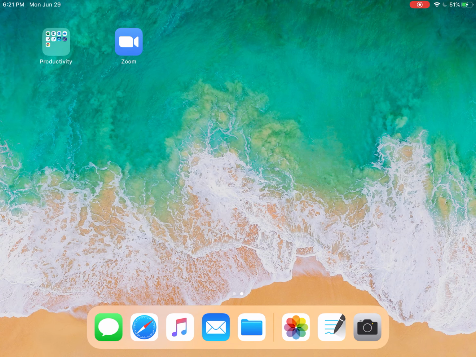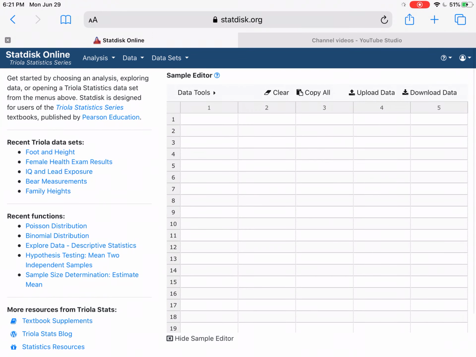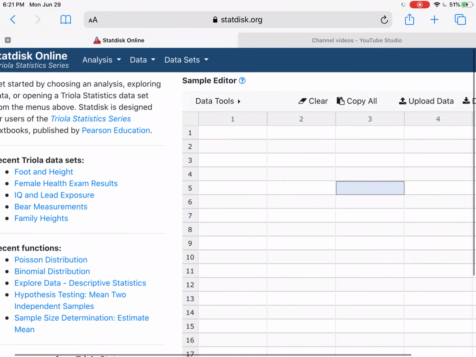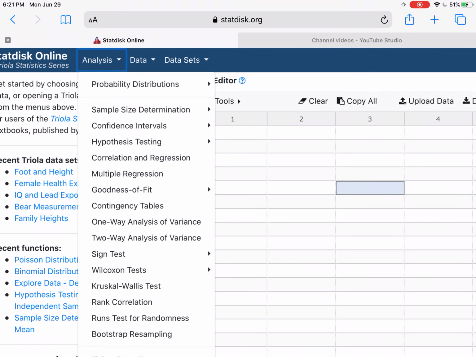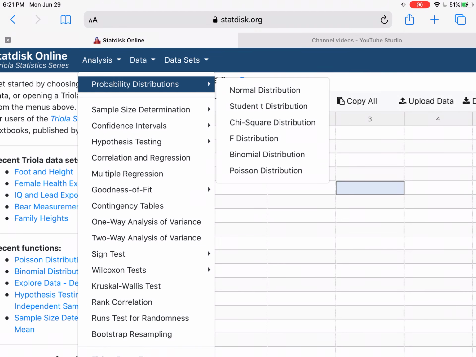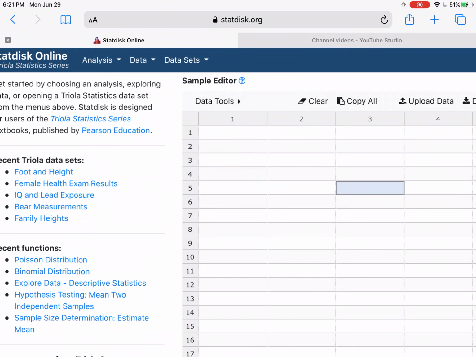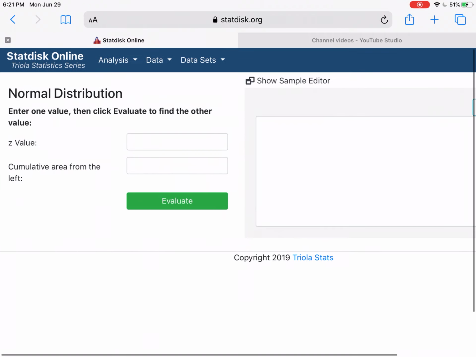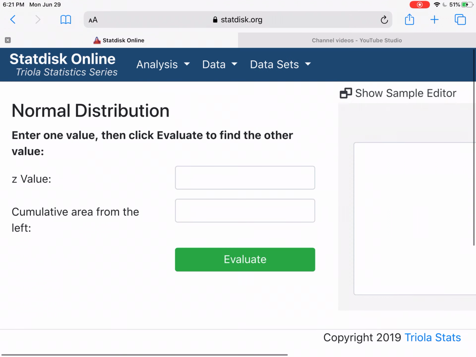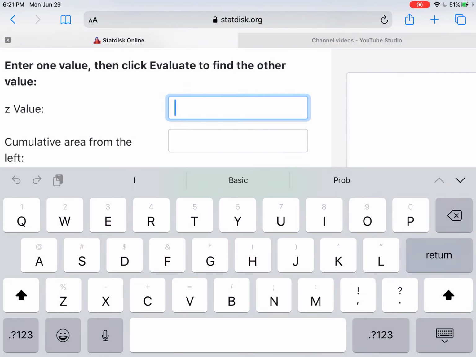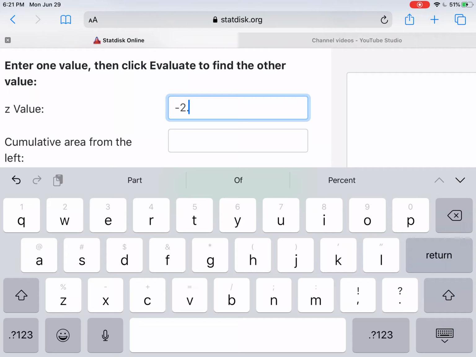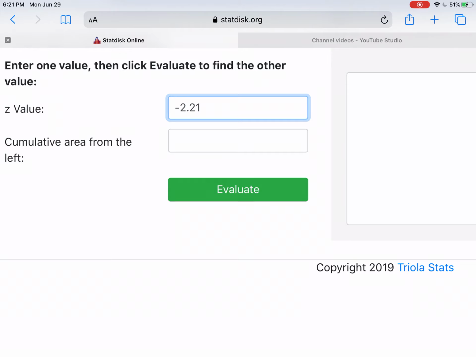So let's go to StatDisk. So statdisk.org. We are going to choose analysis, probability distributions, and we are dealing with a normal distribution right there at the top. Over here on the left-hand side, it says enter one value, then click evaluate to find the other value. So either a z-value or a cumulative area. We have a z-value. We are trying to find an area because we're trying to find a probability. So negative 2.21. It was our z-score. We'll click evaluate.